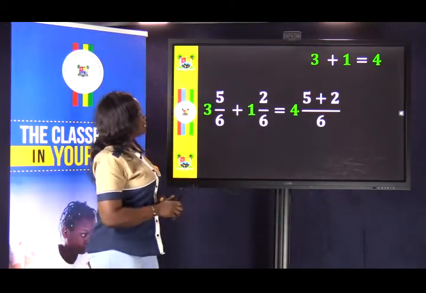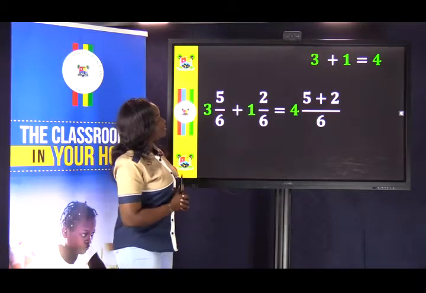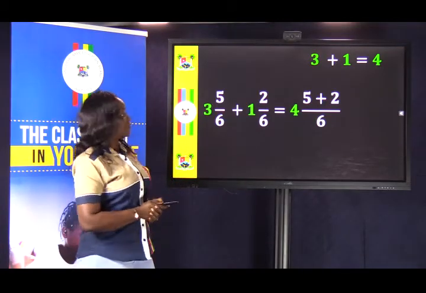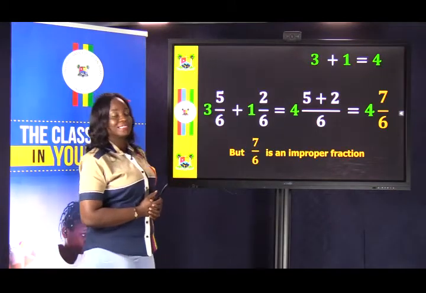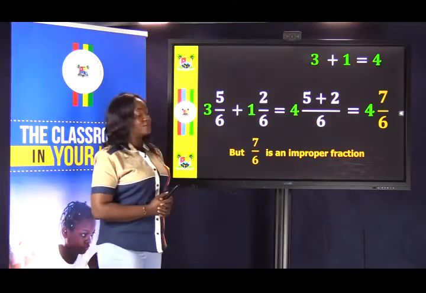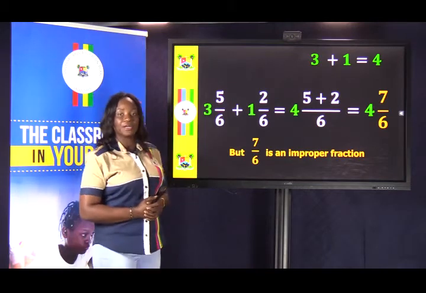Pick one of the same denominator: 6. Then add your numerators together. 5 plus 2. So we have 4 whole number 7 over 6. 7 over 6 is an improper fraction.